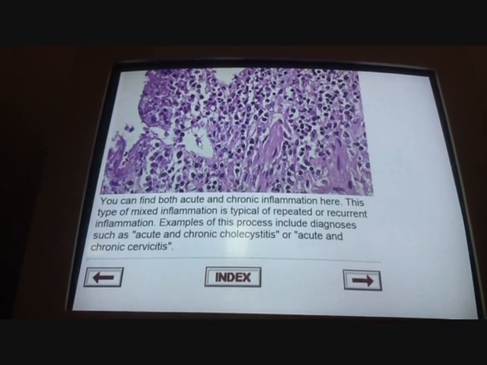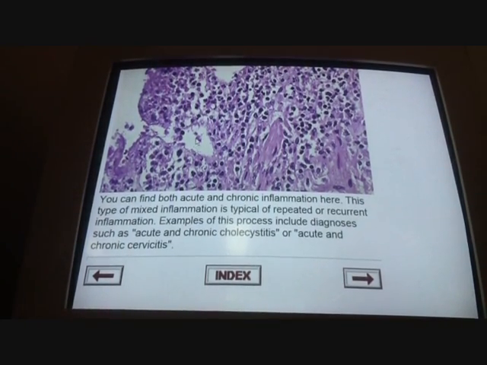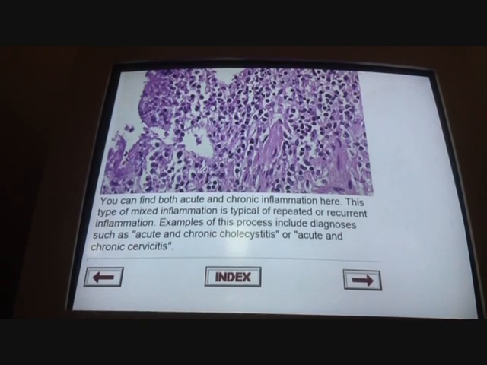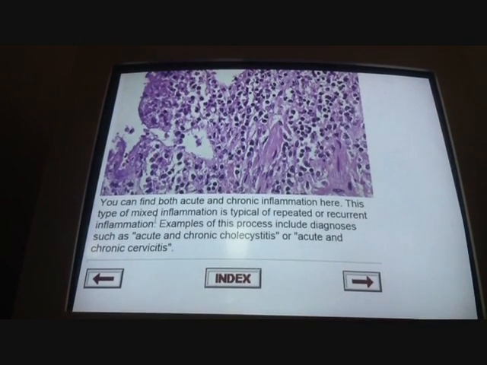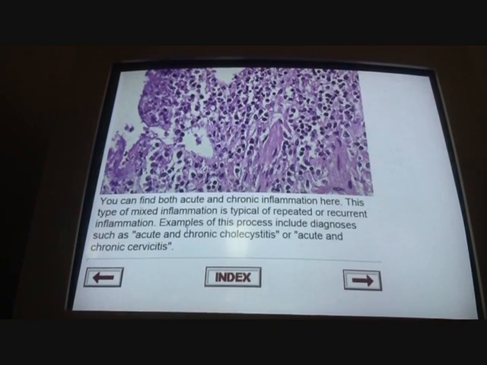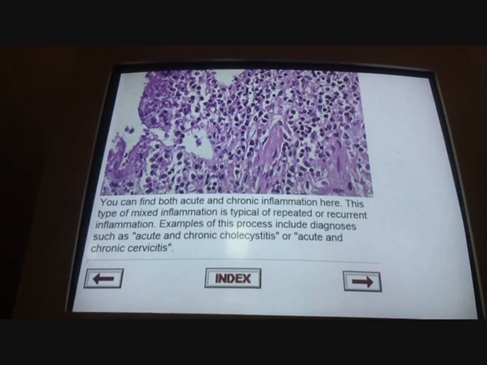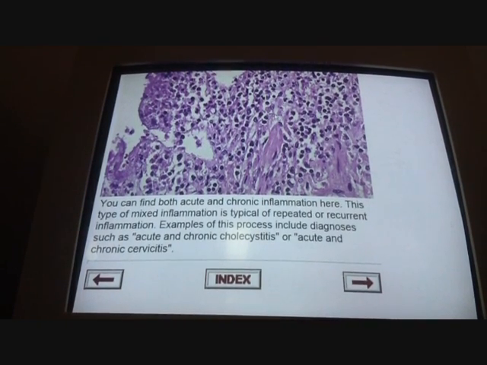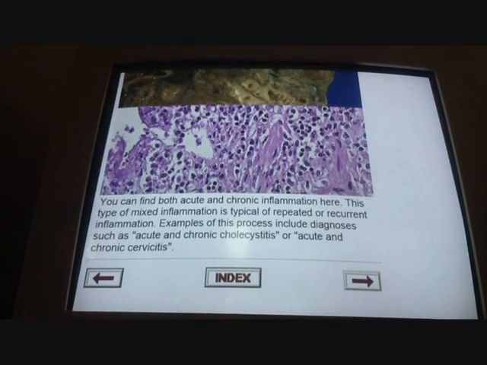So in this image, you can see acute and chronic inflammation, which we usually could see in other examples, such as acute and chronic cholecystitis, or acute and chronic cervicitis. So acute and chronic inflammation of the cervix or the gallbladder could give us such an image. In these patients, there will be chronic inflammation with repeated or recurrent episodes of acute inflammation.